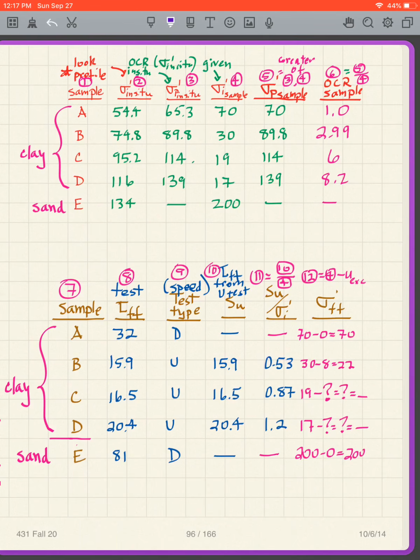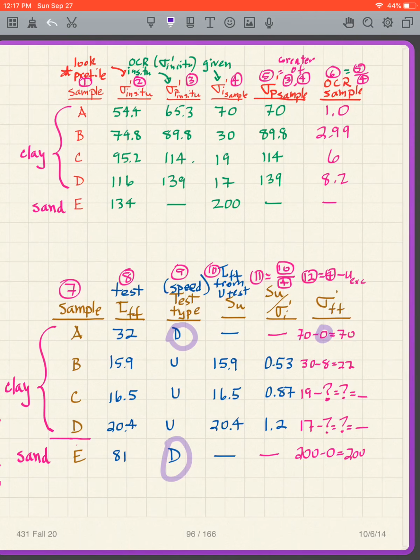Now, and then my sigma prime FF, what's that going to be? Again, I look at my sigma prime I of my sample minus my UXS. Well, okay, so what's my UXS? If I have a drained test, my UXS is 0.